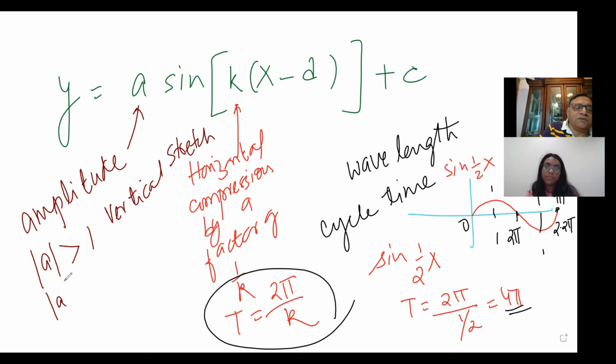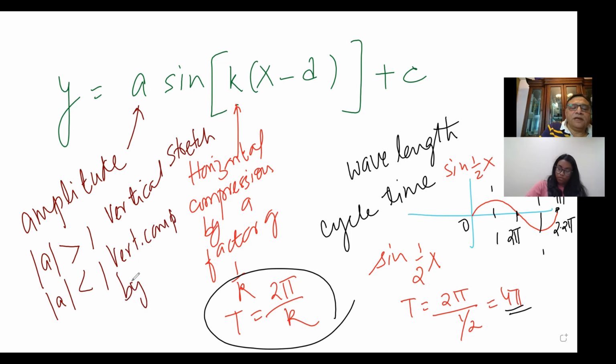But if the absolute value of A is less than 1, that means a fraction like 1 over 2, 1 over 3, then it is a vertical compression by a factor of A. We do not write 1 over it, by a factor of A. Is that clear to you?